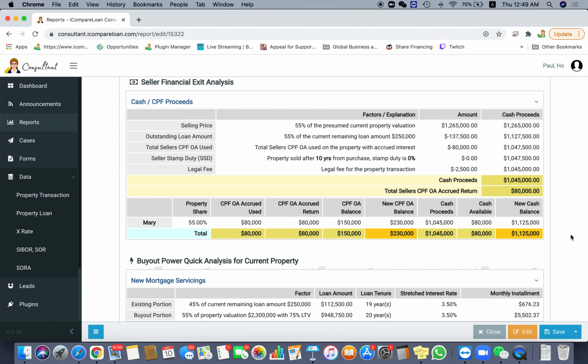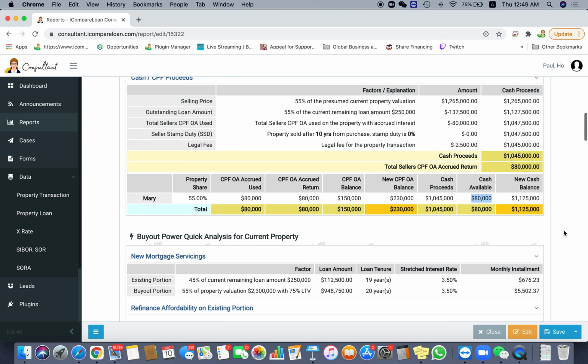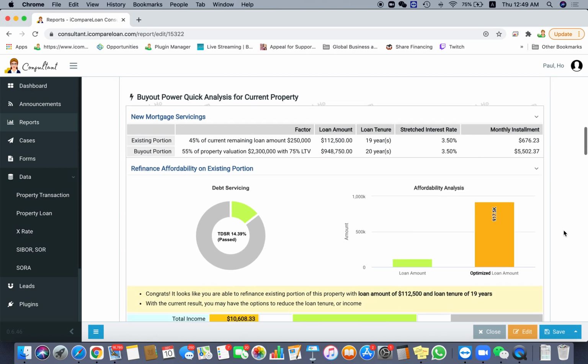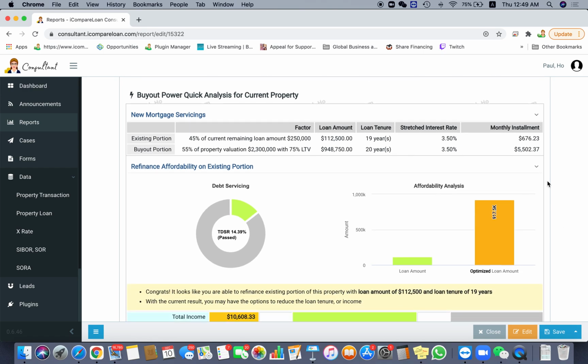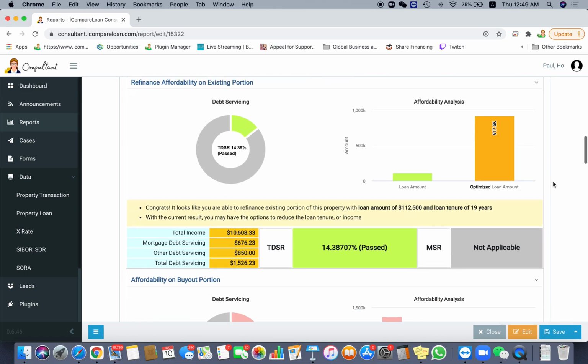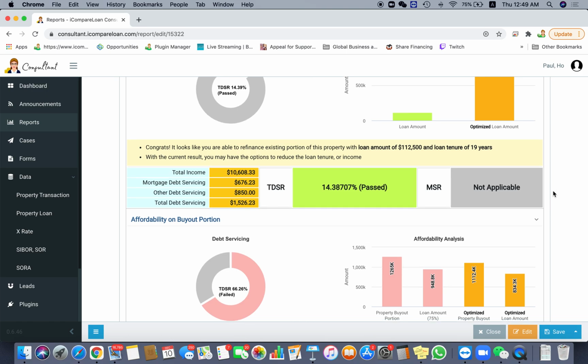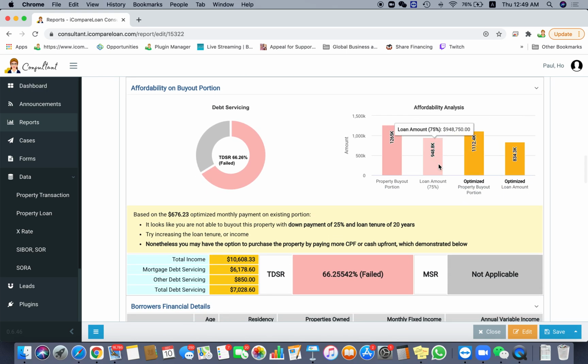The seller financial exit is the same, except the seller will have more cash here. And then the buyer buyout analysis, we have a look at the information. It didn't change very much. Previously, I think the buyer passed, and after this episode, the buyer failed, right?